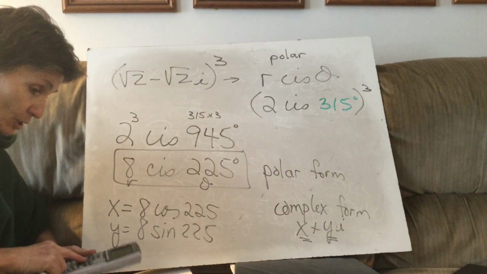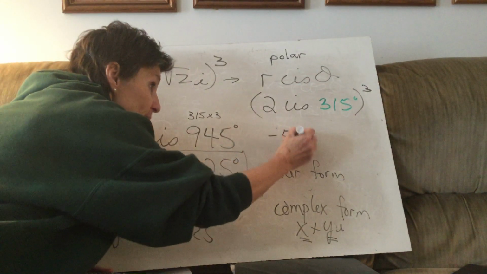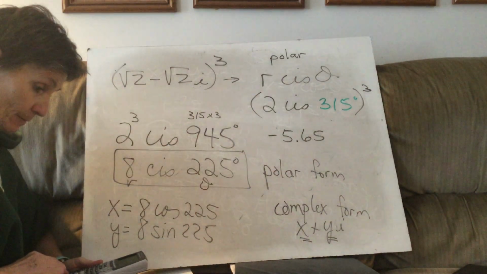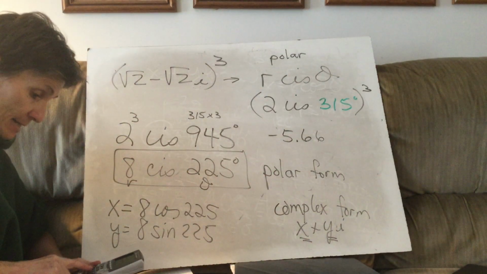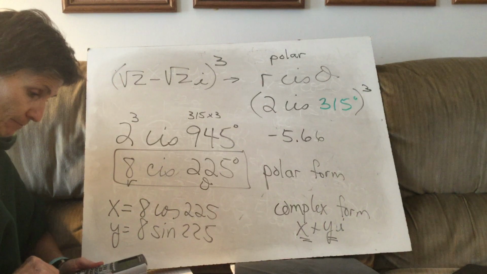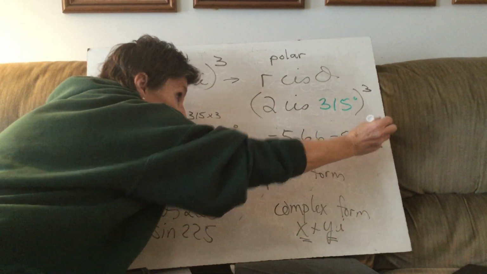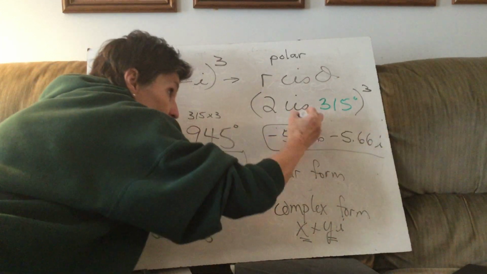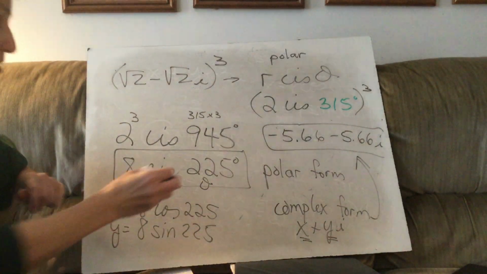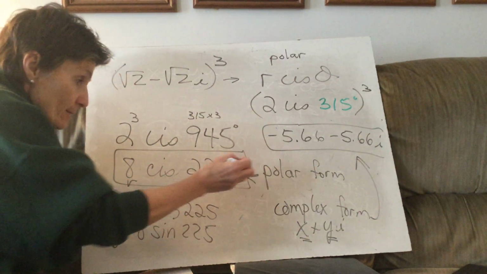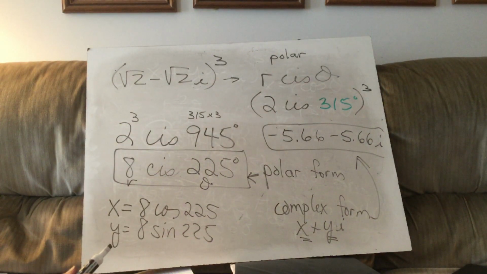So 8 cosine 225, negative 5.65, actually 5.66 if I round it off, and 8 sine 225, same thing, only that one gets the i. And there is the complex form of the answer. So here is our polar form, right here, and there is the complex form.